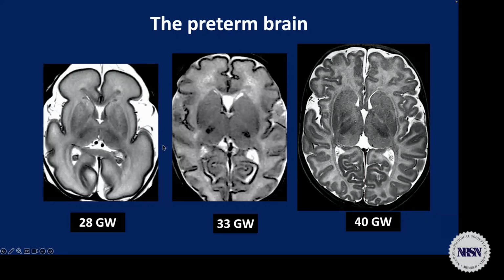You can see, of course, how the brain changes its morphology. At 28 gestational weeks, the surface of the brain is extremely smooth. Of course, there is no myelin in the pleek. Also, at 33 gestational weeks, there is still no myelin in the posterior limb of the internal capsule, and you can see myelin only in the term newborn.